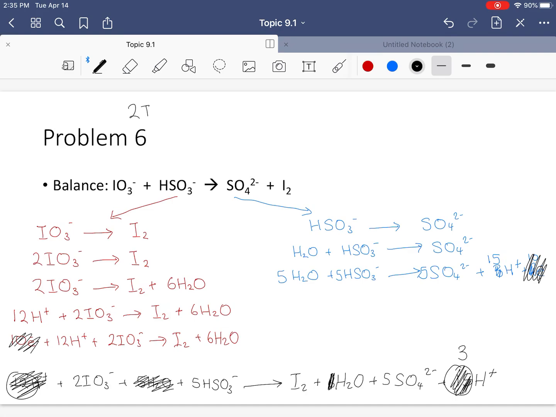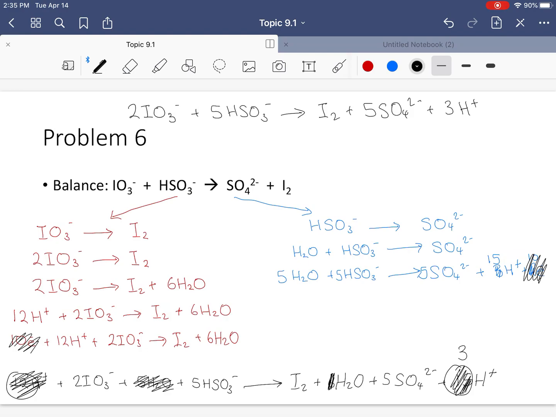So, rewriting this, just to make it look neat, the final answer, of course, is 2 iodate plus 5 bisulfite will give you iodine gas, 5 sulfate, and 3 hydrogen ion. Now that is how you balance a redox reaction under acidic condition.